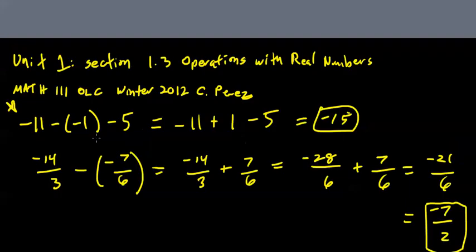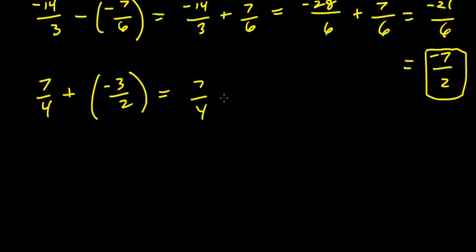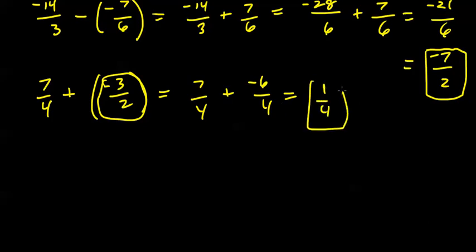All right, let's try another one. 7 fourths plus minus 3 halves. Well, somewhat similar to the one we previously did. We need a common denominator, of course. We're adding a negative, so no change of sign here. I've got to get a common denominator here for minus 3 halves with a denominator of 4. So I'll multiply top and bottom by 2. So I'll get 7 fourths plus minus 6 fourths, and that, of course, reduces to 1 fourth.